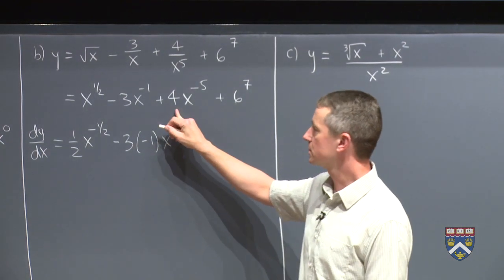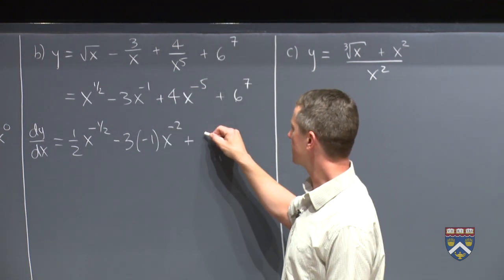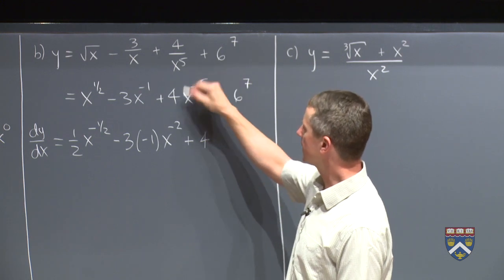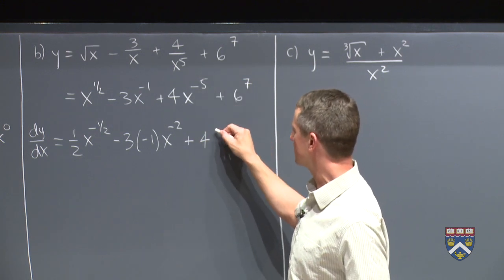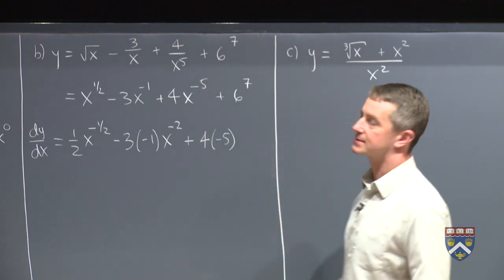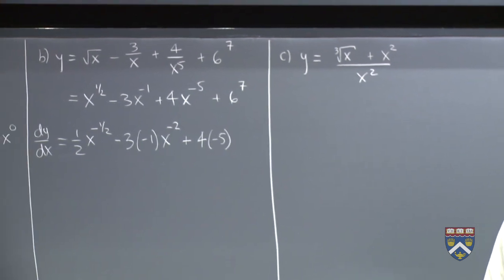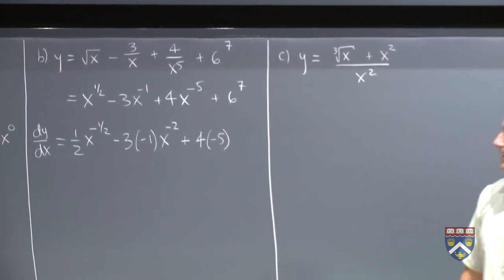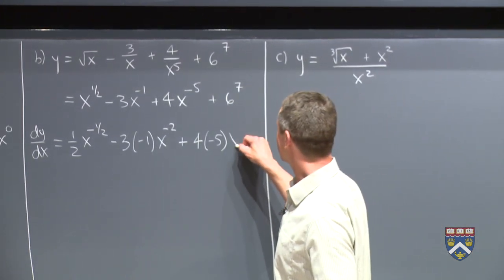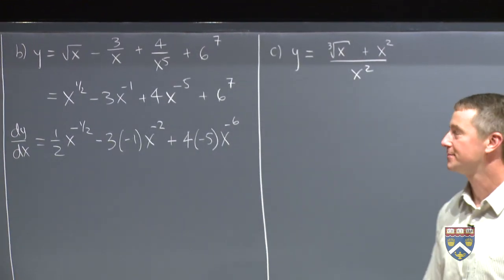The constant multiple rule says what do we do with the 4? Keep it or let it go? We keep it. The power rule says the -5 comes down out front. And then we get x to the what? -4 or -6? -6. It's easy to get that wrong, but you're actually subtracting, so you want to have x to the -6.